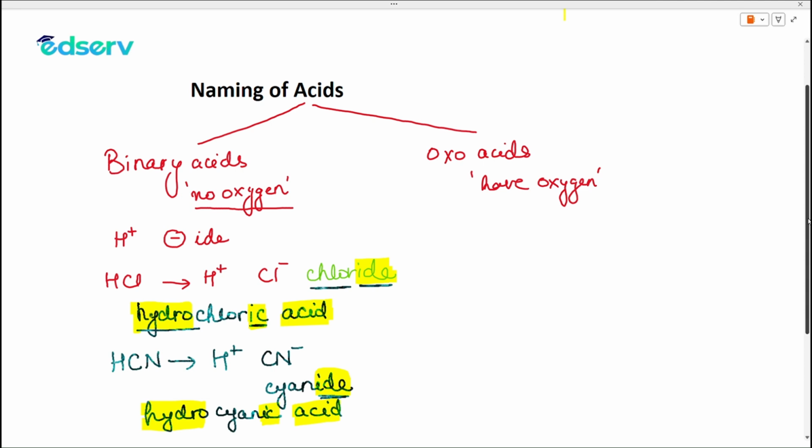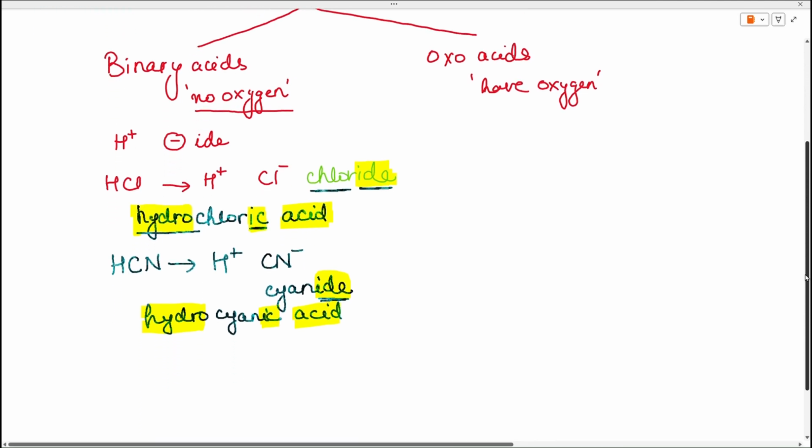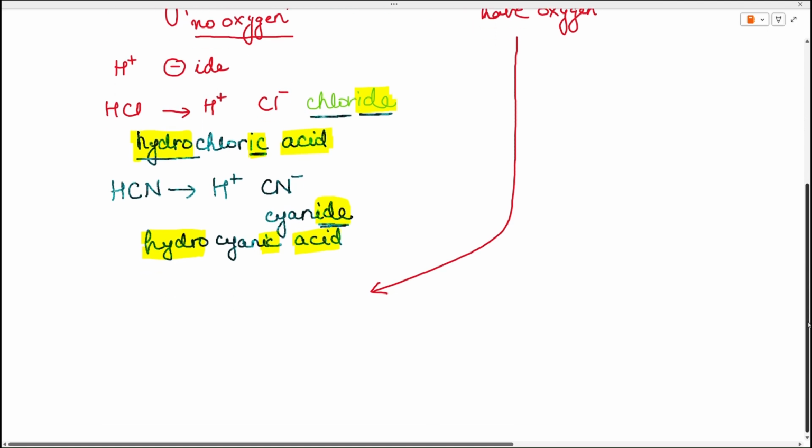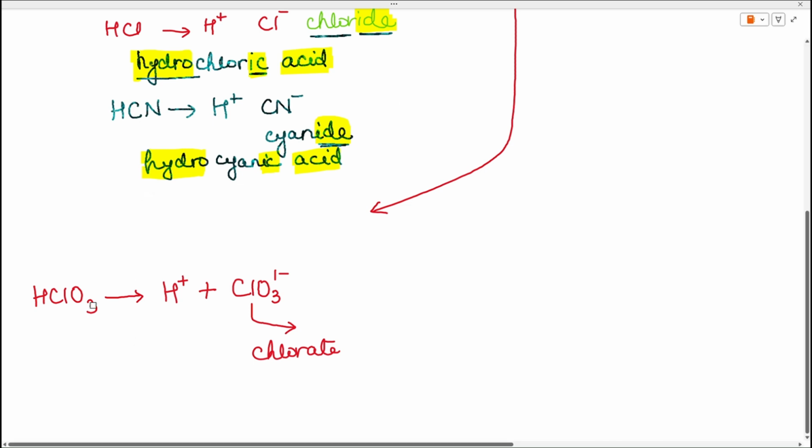For the naming of oxoacids, the process is a little bit different. So let us look into the process. For oxoacids, you have to be careful because they have polyatomic ions. I'm taking the first example of an acid over here, which is HClO3. If you break it down, it is made up of H positive and ClO3 with a 1 negative charge. This ion is called the chlorate ion. We know that this is an oxoacid as it has got oxygen in it.